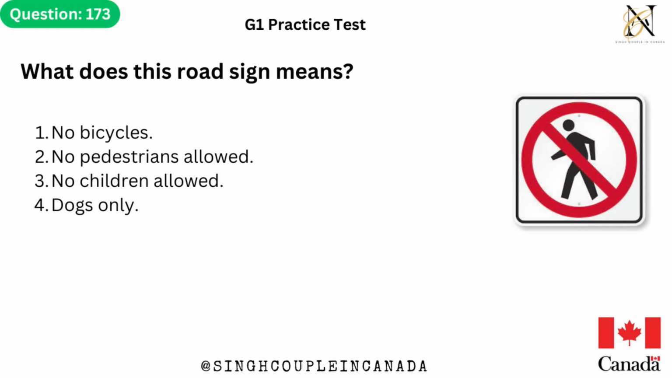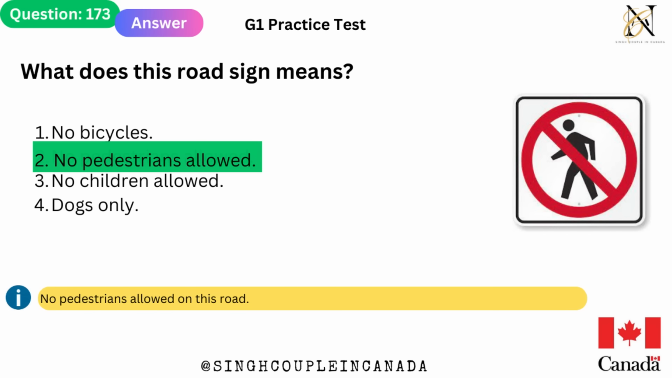What does this road sign mean? 1. No bicycles. 2. No pedestrians allowed. 3. No children allowed. 4. Dogs only. The answer is 2. No pedestrians allowed. No pedestrians allowed on this road.